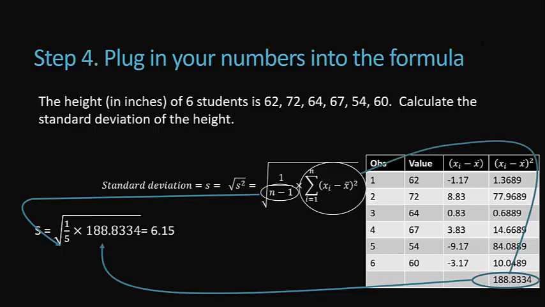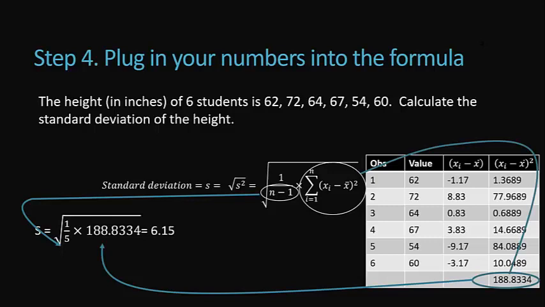188.8334, and we can plug that back into the formula. So 188.8334 divided by 5, all under the square root, is 6.15.